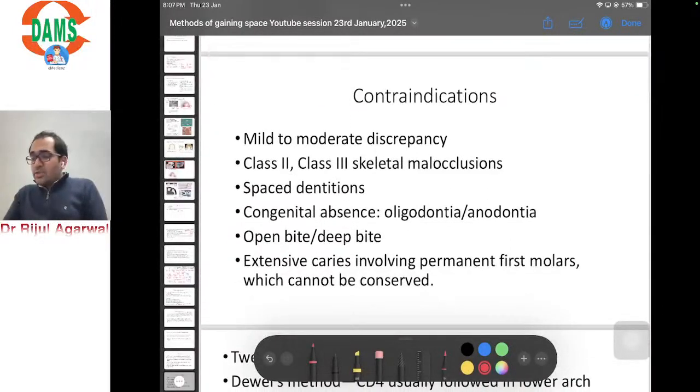What are the contraindications? Mild discrepancy, if the discrepancy is so mild that it can be solved without any extraction. Skeletal class 2 or class 3 malocclusion. A spaced dentition, where there is no need for extraction. Congenital absence of teeth, either oligodontia or hypodontia, where we cannot go for more extraction of teeth. Presence of open or deep bite, as I've already told you, the growth parameters should be within the average to normal range. There shouldn't be any extensive caries involving the first molars which cannot be saved.